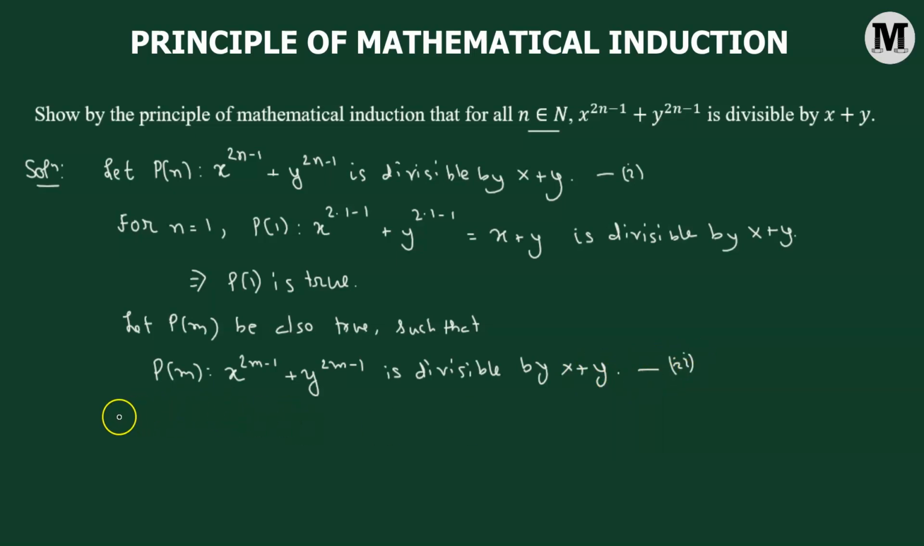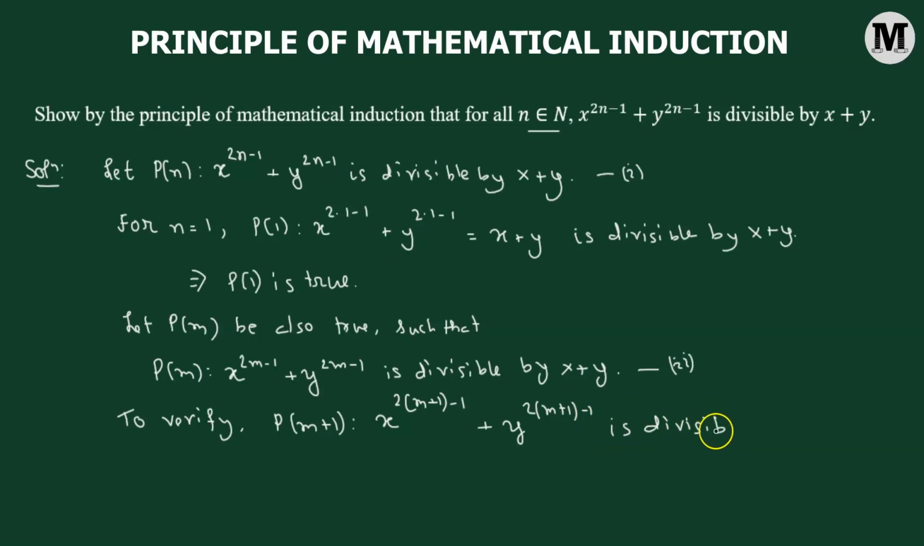Now, using the statement p of m, we will need to verify that if we consider the next natural number, which is m plus 1, p of m plus 1 is also true. That means we have to show that x raised to the power of 2 times m plus 1 minus 1 added to y raised to the power of 2 times m plus 1 minus 1 is divisible by x plus y. So this is going to be our goal. We'll need to verify this particular statement taking the help of statement number 2.